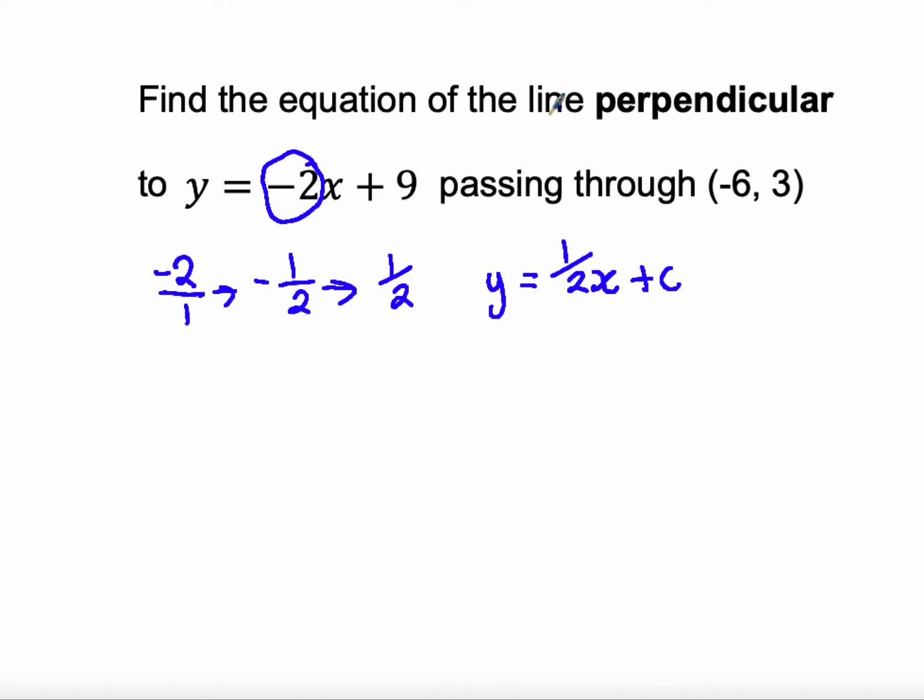But this is only one line that I want. This is the line. I need to use these coordinates to find my line. I've got x is negative 6 and y is 3. So I'll put those in. Be sure you get those the right way around.